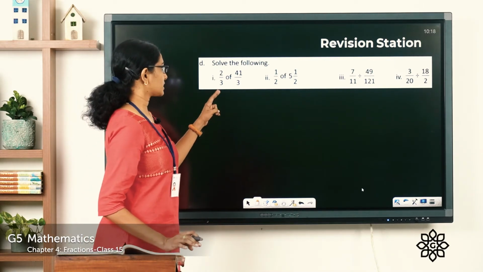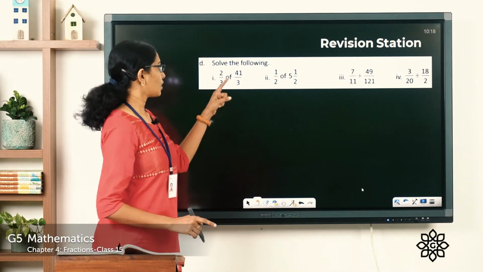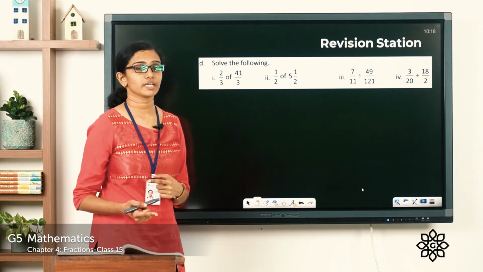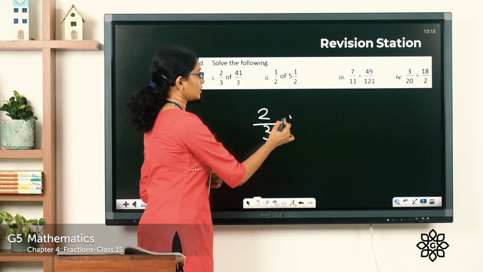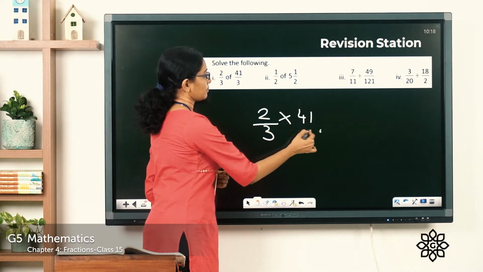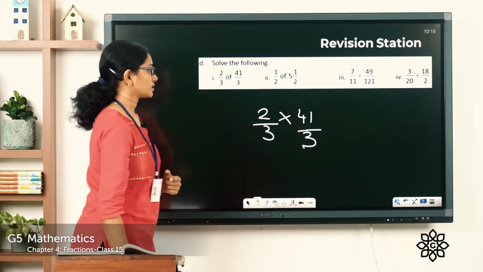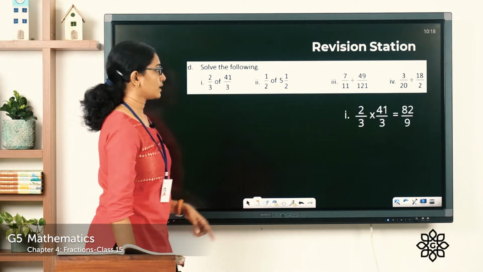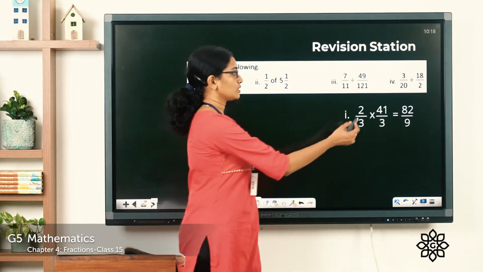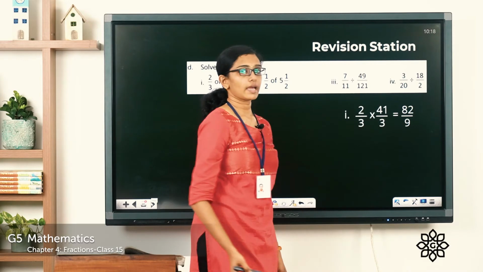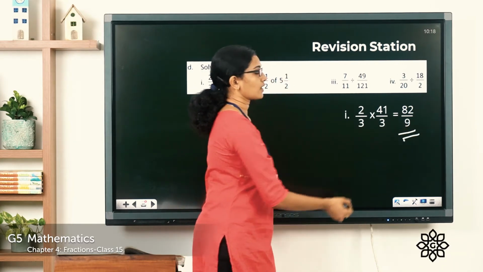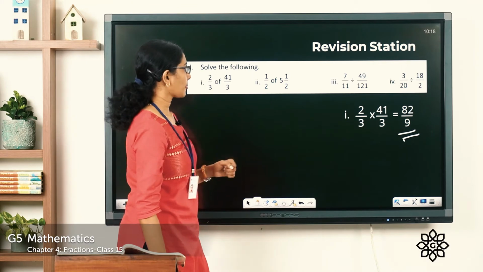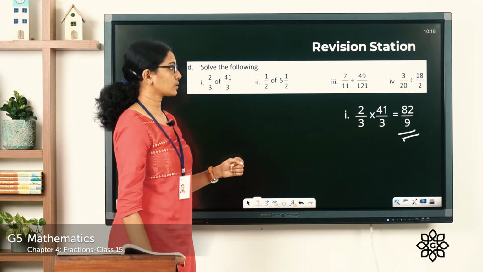So when it is said 2 by 3 of 4 1 by 3, what is the operation that has to be done? 2 by 3 into 4 1 by 3. Clear? What is 2 by 3 into 4 1 by 3? 2 into 41 is equal to 82 and 3 into 3 is equal to 9. So this is the product of the first question. Similarly, you can do the second question.